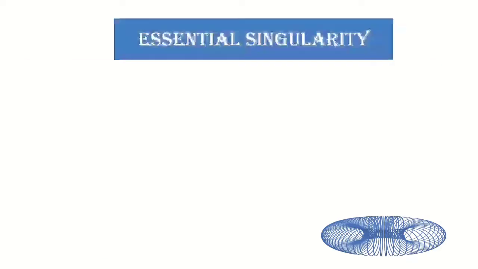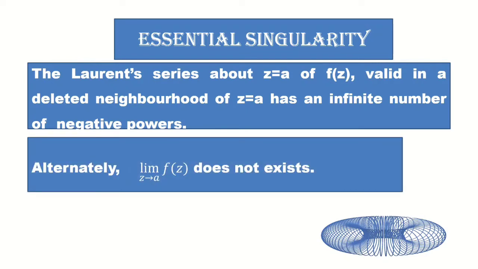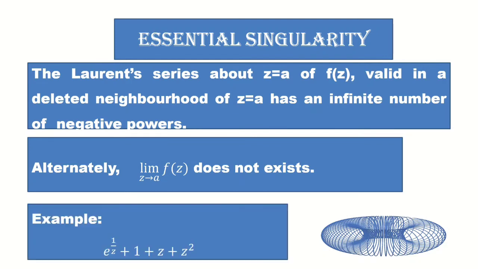Essential singularity. If the same Laurent series expansion about z = a has an infinite number of negative powers, then it is an essential singularity. Alternately, if the same limit does not exist at this point, then we call it an essential singularity. In the given example, z = 0 is an essential singularity as the expansion contains an infinite number of negative powers. Thus, we have seen the behavior of the functions at their singularities.